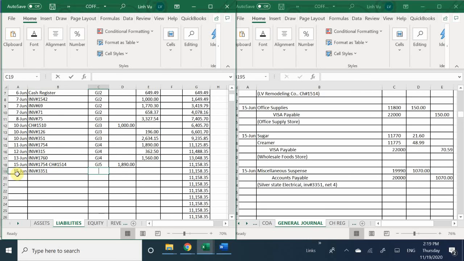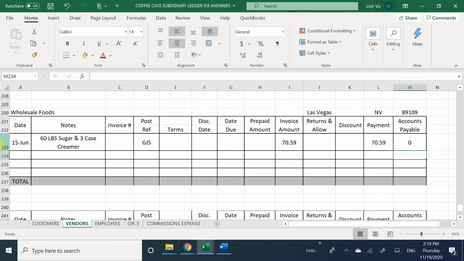And then it'll be general journal 5. And under the credit column, we're gonna add the $1,070, bringing our total to $12,228.35. Good. All right. Then, last but not least, we have to go to our subsidiary ledger.